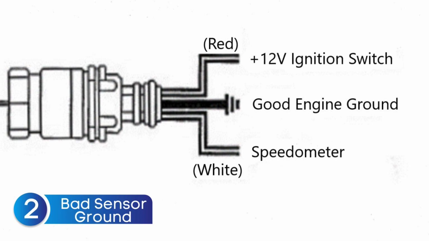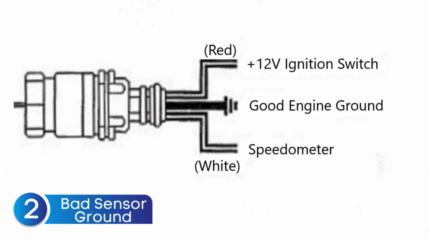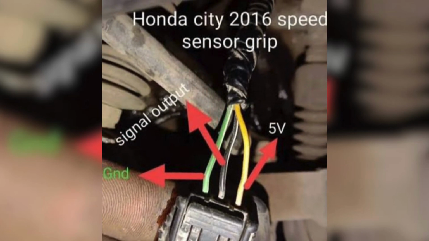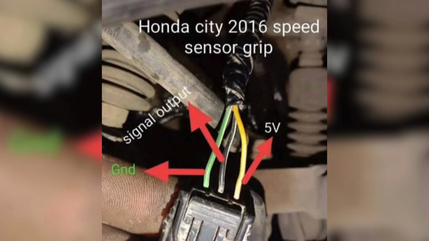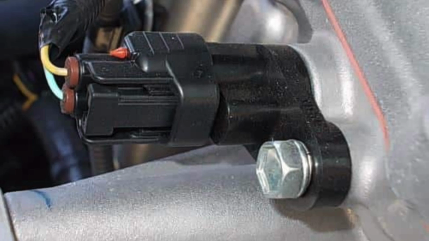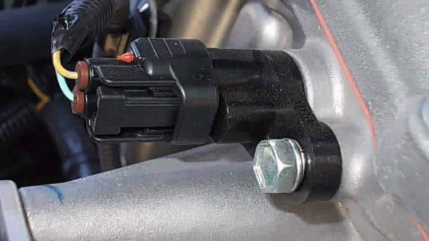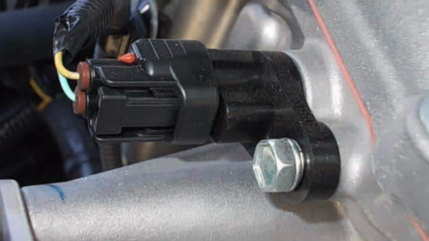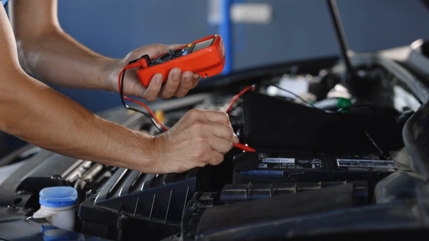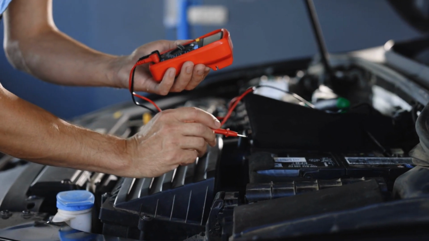Another very common cause of the P0501 code is a bad sensor ground. The vehicle speed sensor relies on a good ground connection to produce a clean and accurate signal. If the ground connection becomes loose, corroded, or damaged, the sensor signal can become weak, noisy, or disappear completely. When that happens, the ECU receives unreliable vehicle speed data and may interpret it as a faulty speed sensor, causing it to store the P0501 trouble code. So don't just inspect the signal wire, check the ground circuit as well.